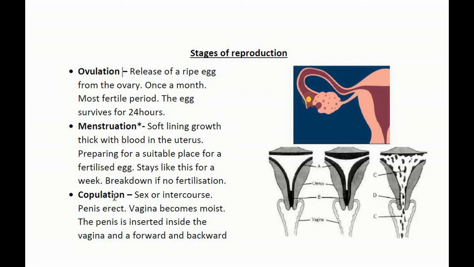So the next thing is copulation. Copulation is what we call sex or sexual intercourse. This is when an erect penis and a moist vagina meet, a man and a woman coming together, for what we call sex. So the penis is inserted inside the vagina.